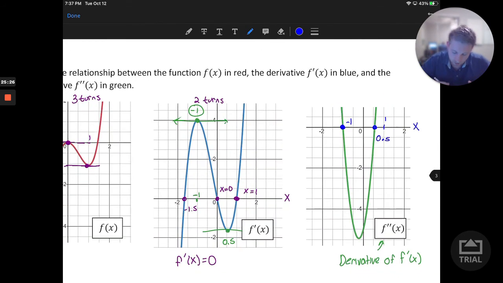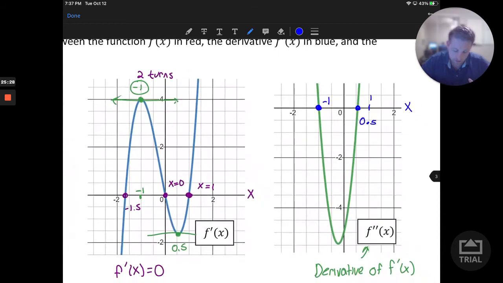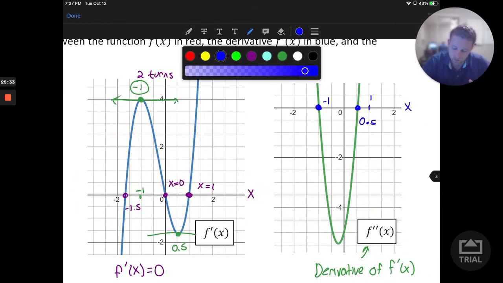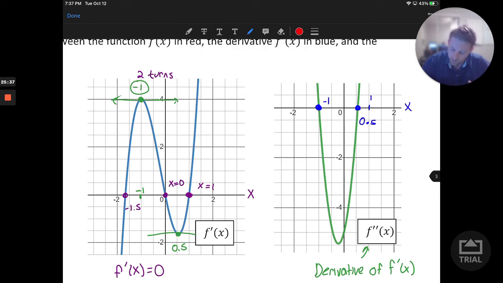And while we're here with these two graphs, another thing that we can notice is where we're increasing and decreasing. I'll just do this on this pair right here. Notice that we are increasing all the way until we get to -1. So that's where our derivative graph is going to be positive.